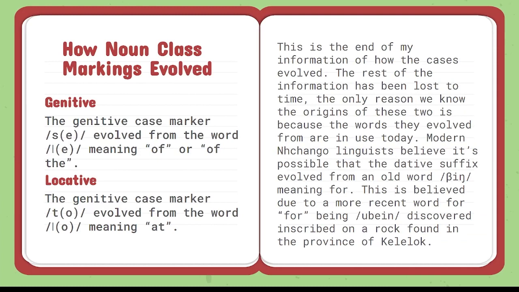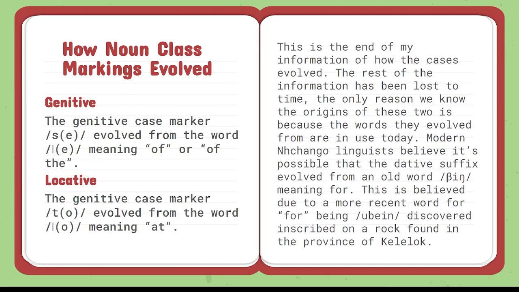Now, how these noun cases evolved is quite interesting. So, the genitive case marker se evolved from the word te, meaning of or of the, and the locative marker to evolved from the word to, meaning at, because te and to aren't as easy to say as se and to. It's just more simple.